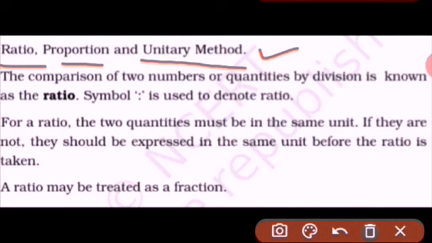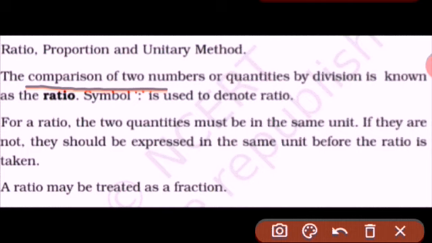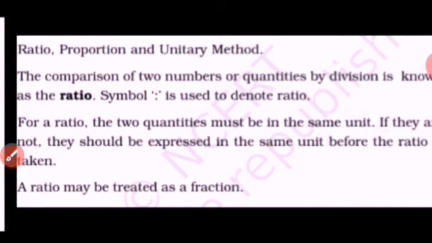First of all, let me tell you what is meant by ratio. The comparison of two numbers or quantities by division is known as the ratio. See, comparison. So you cannot compare age with weight. There should be two similar quantities. So similar quantities is an important factor.